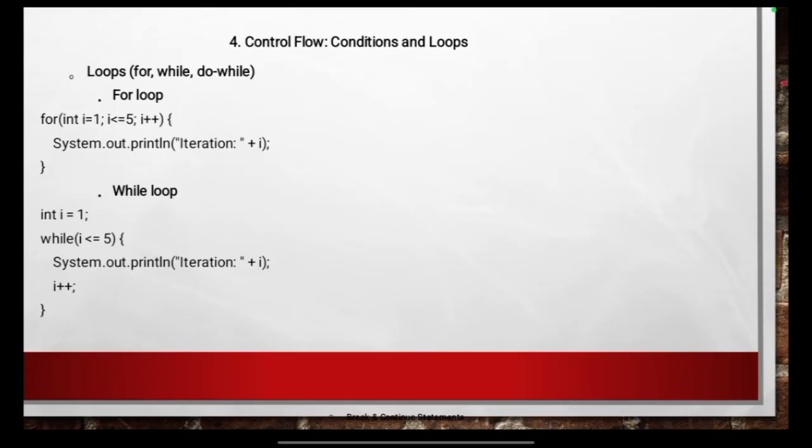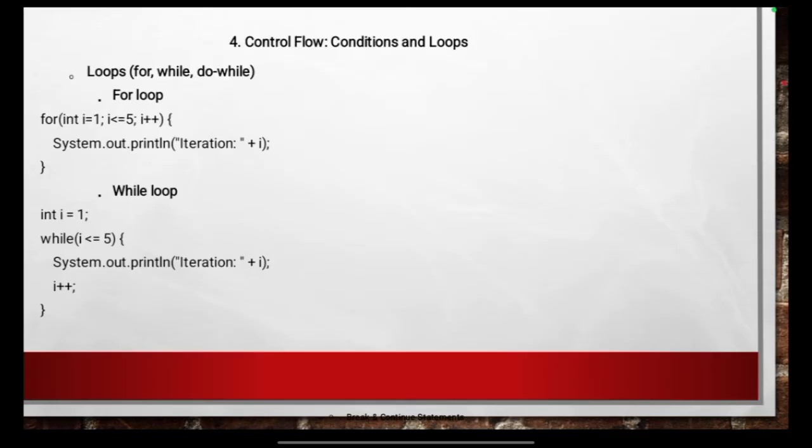So this demonstrates that loops in Java are essential for executing a block of code multiple times without writing repetitive statements. Loops allow us to perform tasks repeatedly and efficiently. Java provides several types of loops: for, while and do while. The for loop is used when the number of iterations is known beforehand.